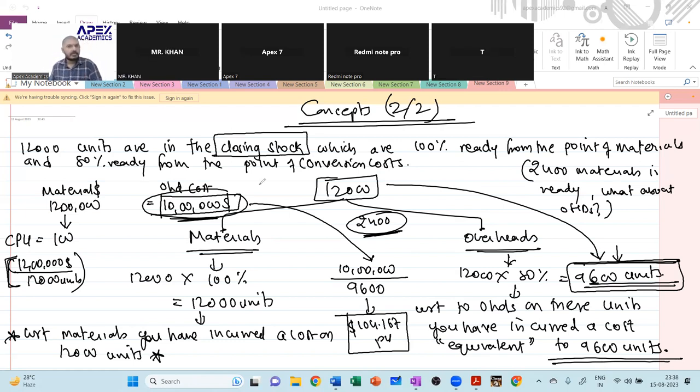So, sir, for this 2,400, we will show this as closing stock? No, this 2,400 will not be closing stock. These 2,400, from an equivalent units production perspective, will not be part of closing stock. 9,600 will be. The 2,400 will be reported as 12,000 units, 80% ready. They are WIP, which will be finished in the next period.